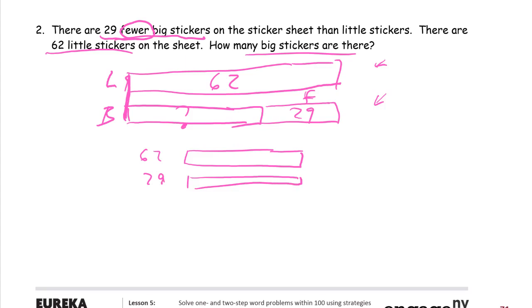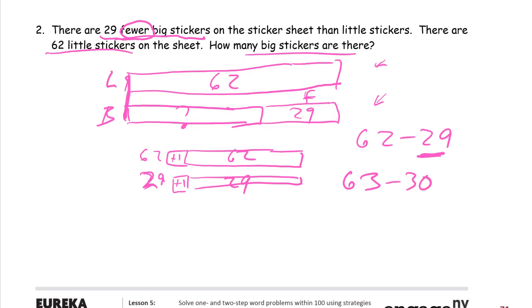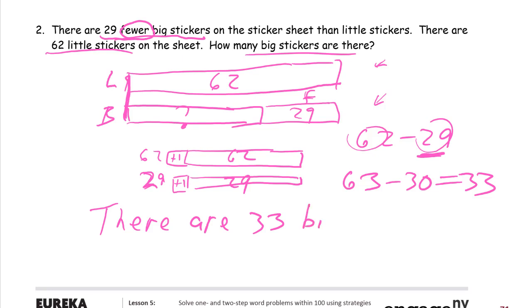And we want an easier number to subtract, right? An easier subtrahend. So we're subtracting 62 minus 29, right? We want an easier subtrahend. We want to subtract 30 because it's a lot easier to take away 30. So we're going to add 1 to both because that's what we need to get the 29 up to a 30. Right? That's the 62. And that's the 29. So now we have 63 minus 30. And it's just adding 1 to your minuend and your subtrahend. And now you have much easier numbers to work with. 33. There are 33 big stickers.